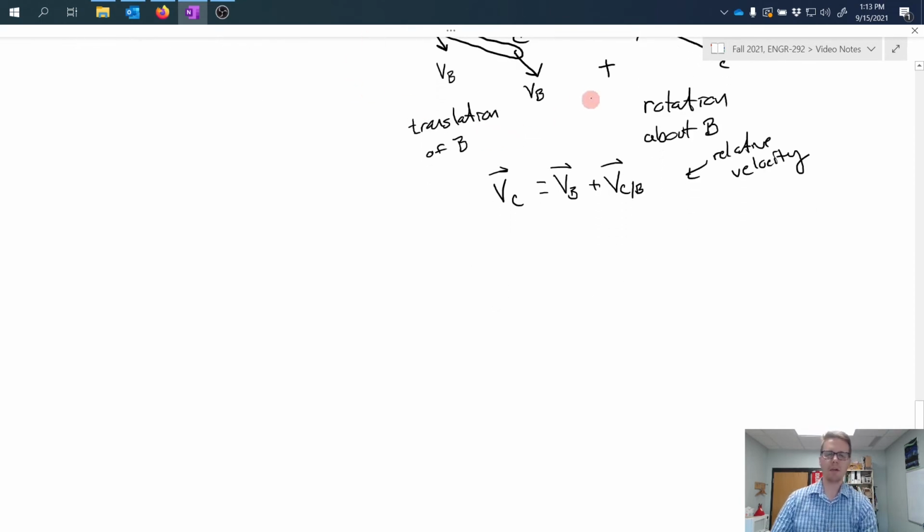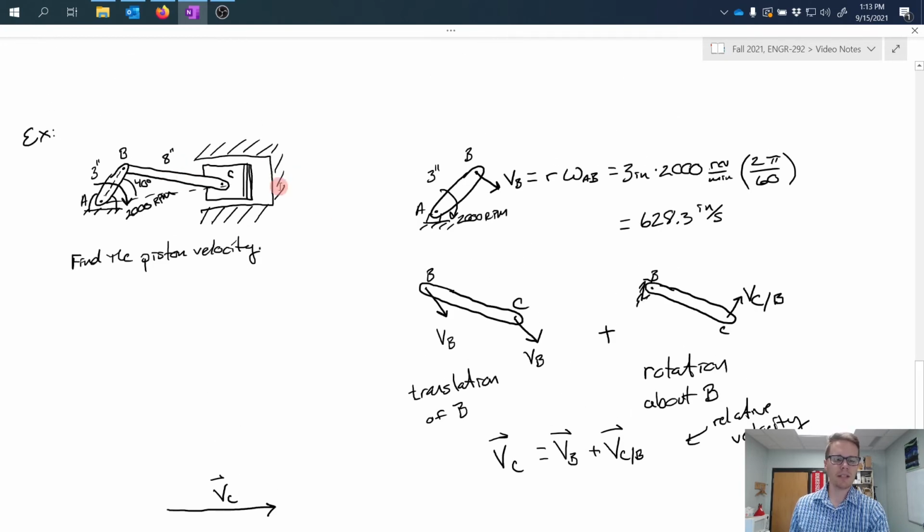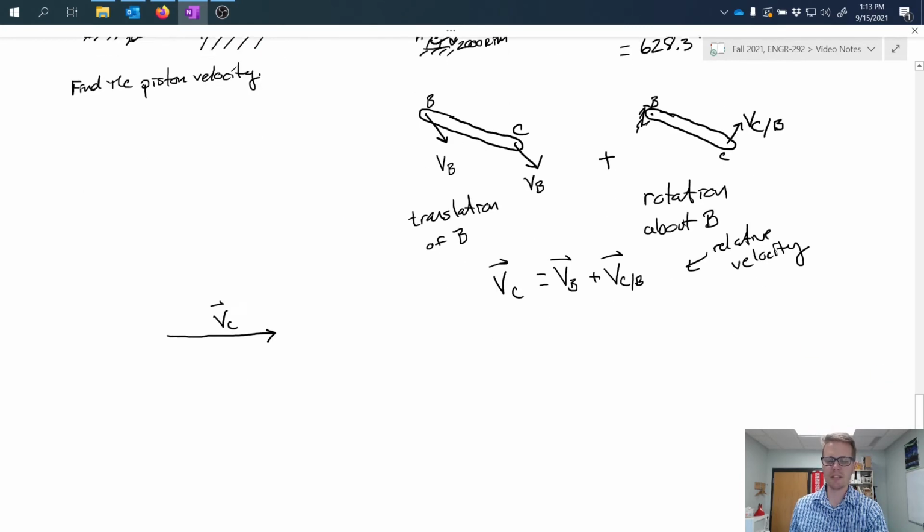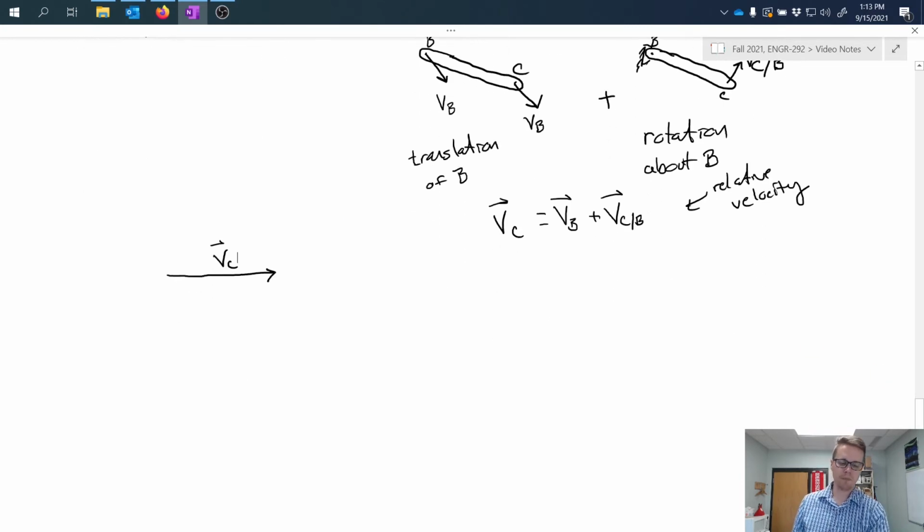We know that a vector equation like this can be represented graphically. So I'm going to go ahead and say we have the velocity of C, like that. And I've drawn this horizontal because we know that C, the piston, is constrained to move horizontal. So the velocity has to be in that direction. And that's key. We really want this graphical representation to contain all of what we know about it. I also know the direction of VB, roughly shown as being down in this direction.